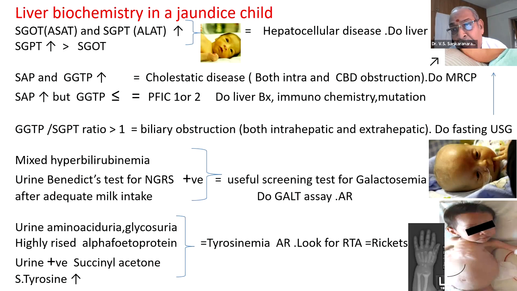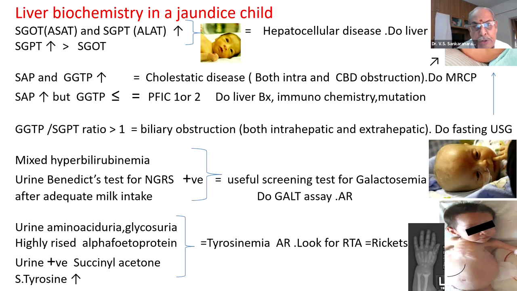Mixed hyperbilirubinemia with urine Benedict's positive for sugar: suspect galactosemia. Urine containing amino acids, very high, more than 1,000, 5,000. High levels of alpha fetoprotein. Urine succinyl acetone for confirmation. Tyrosine levels may be high. Genetic, probably inherited disorder, autosomal recessive: suspect tyrosinemia.